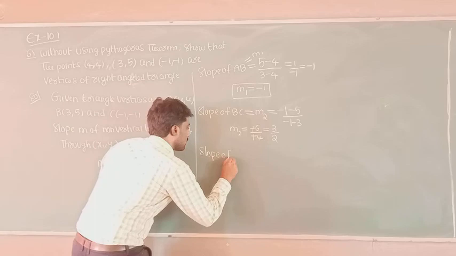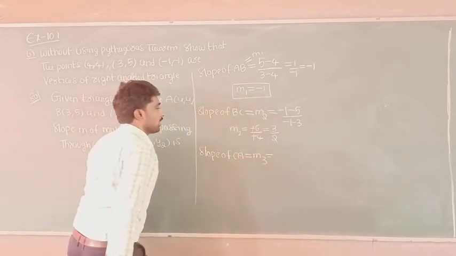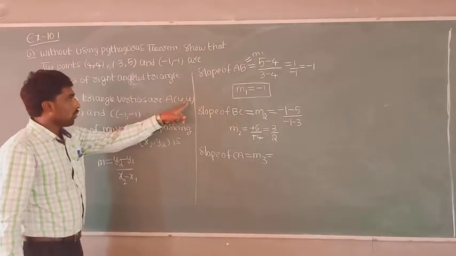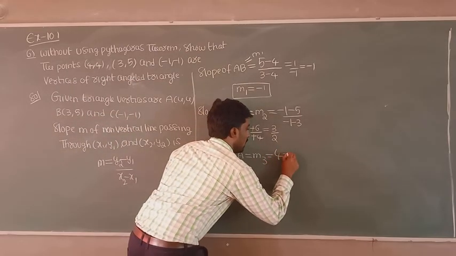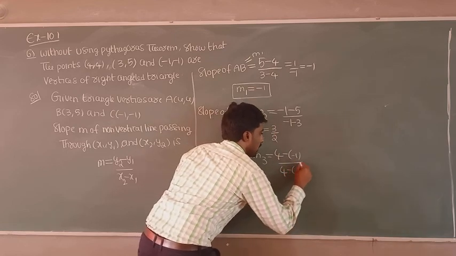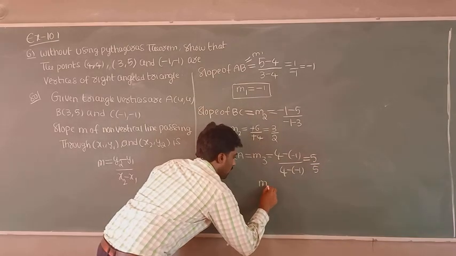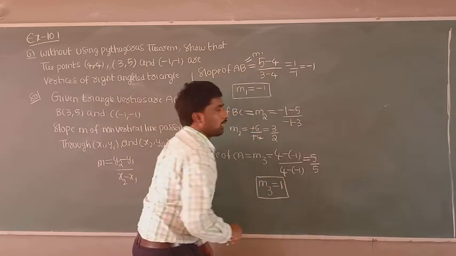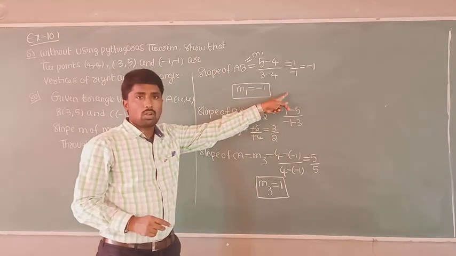Now the slope of CA, which is m3. This is x1 y1, this is x2 y2. y2 minus y1, 4 minus of minus 1, by x2 minus x1, 4 minus of minus 1. This value becomes 5 by 5, so m3 equals 1. Now, if two lines are perpendicular, the product of their slopes equals minus 1.